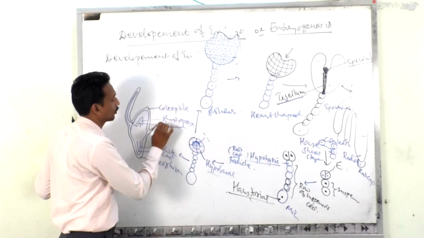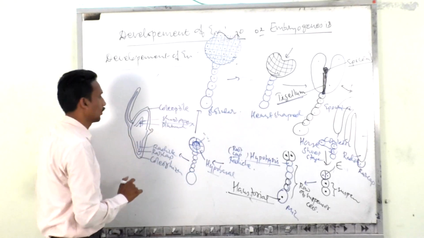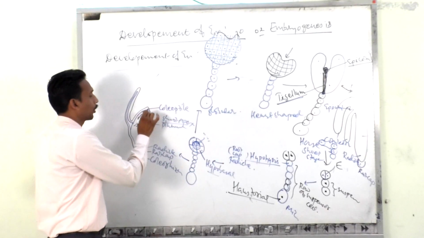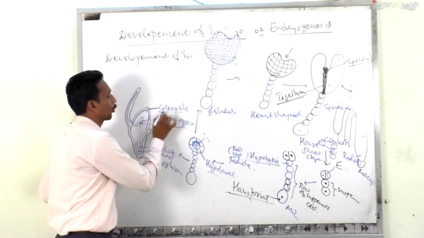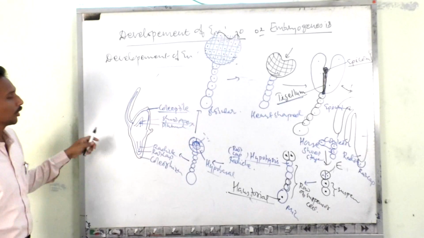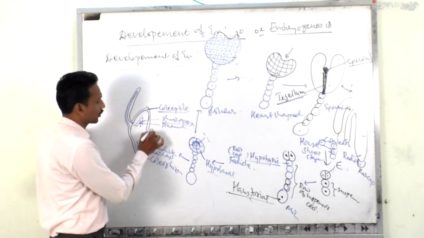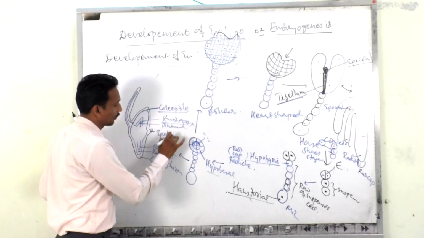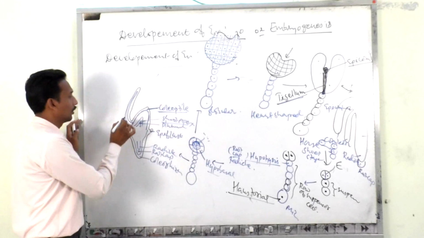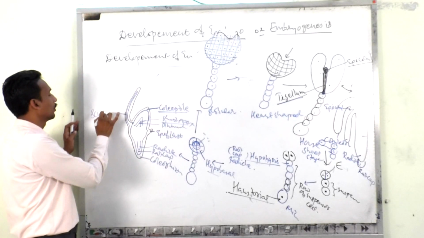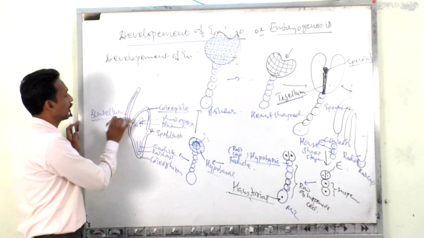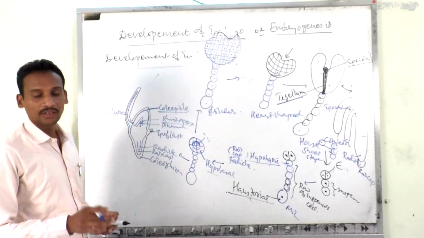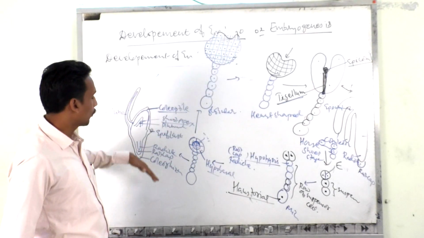You can call it the shoot apex or the plumule, this structure. This one is nothing but the protective covering. This is the protective covering that we call the coleoptile. This particular structure we call the epiblast. And here you can observe this one is nothing but the scutellum, that is the single cotyledon in case of this monocot type of embryo.